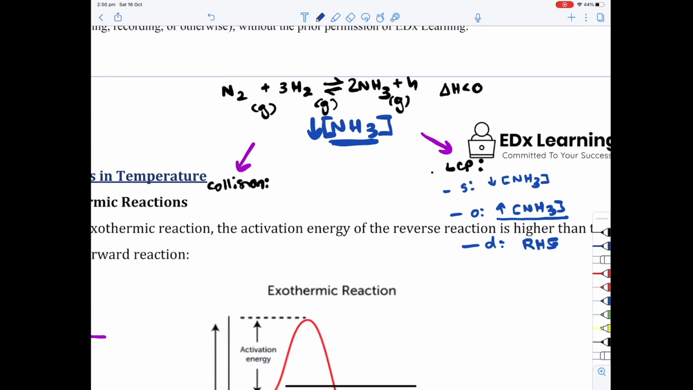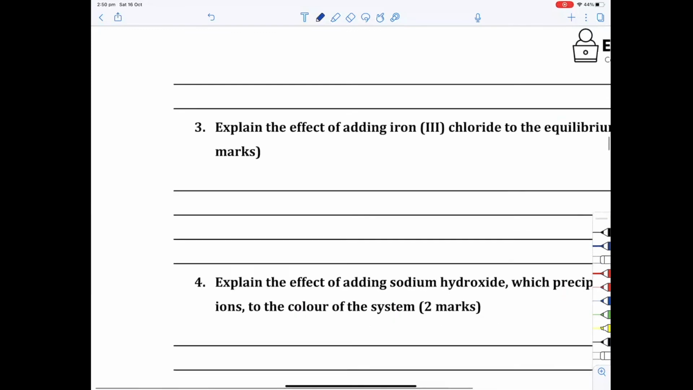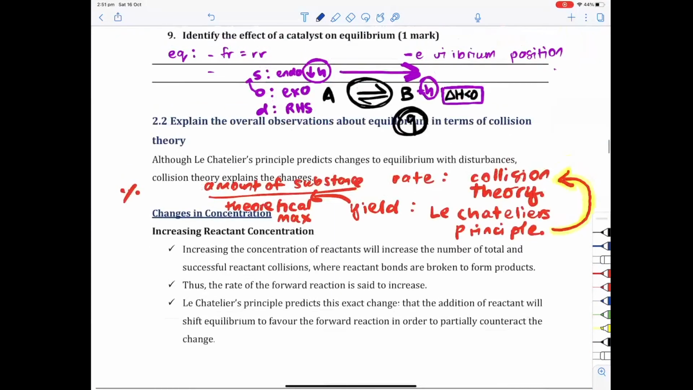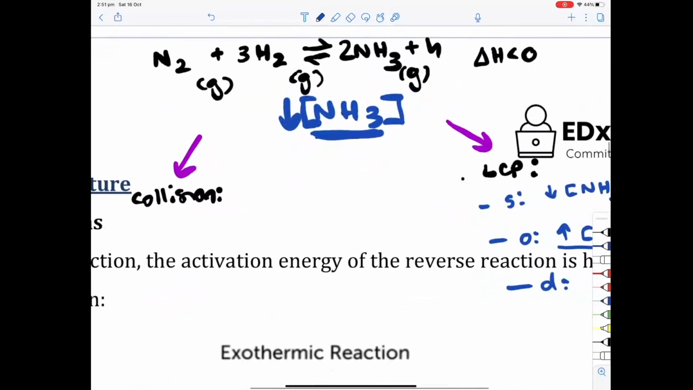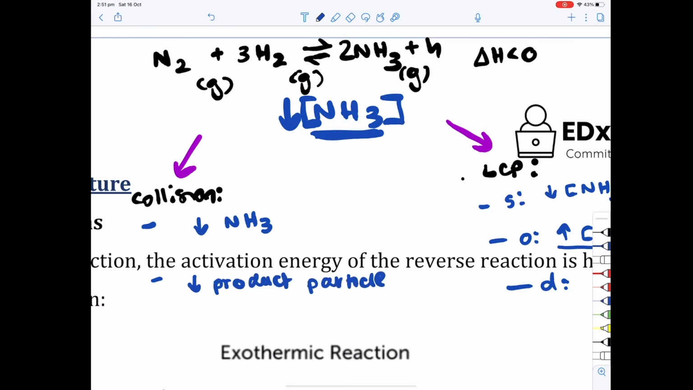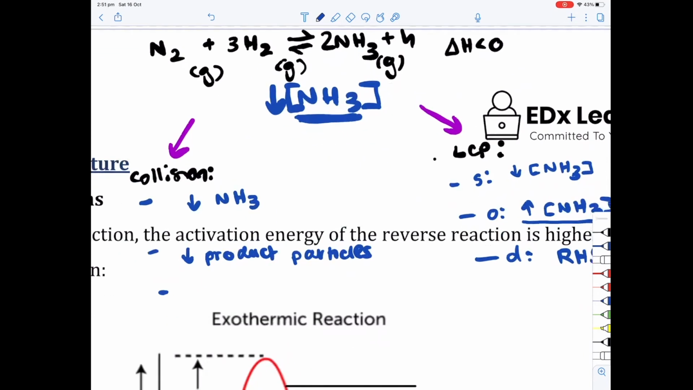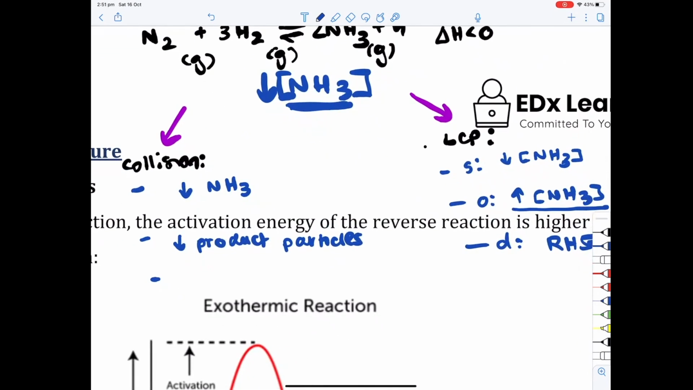So when there's a decrease of concentration of the ammonia particles, that means there's less product particles in the system. Since there's a decrease in the concentration of ammonia particles, that means there are less product particles in the system. And that means that the more reactant particles will be colliding because there's less products. And that means the number of successful collisions for the reactants will increase. So it's all relative. I'll pause you there.